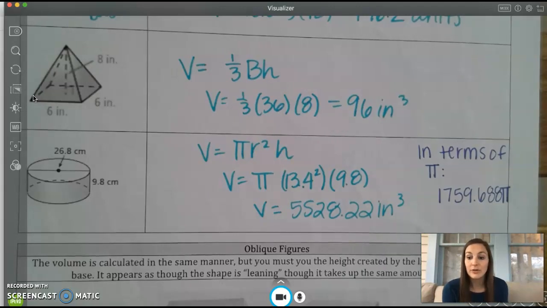So those are all of our notes that we have for today. If you have any questions, hop onto office hours, and we'll continue talking about slant height and volume of items around our house.